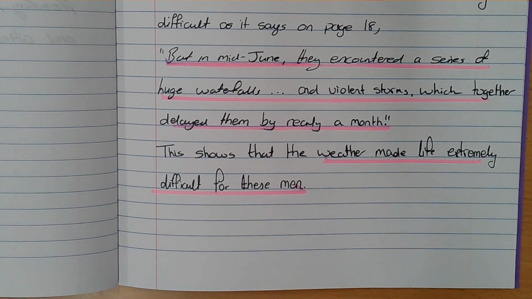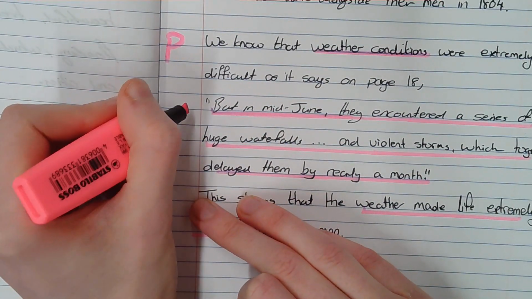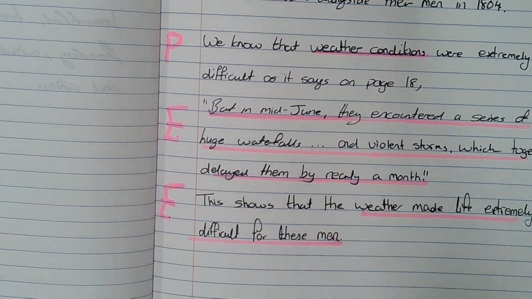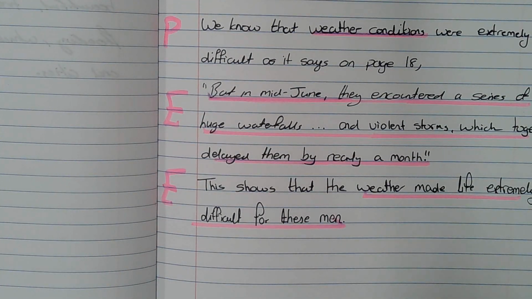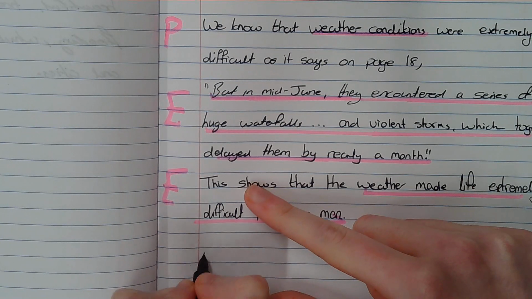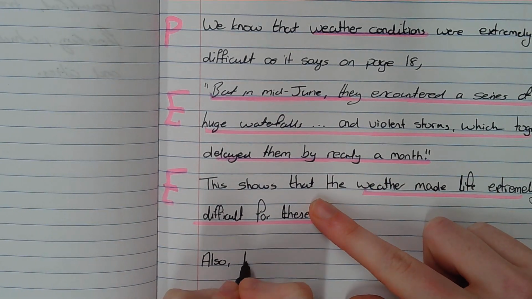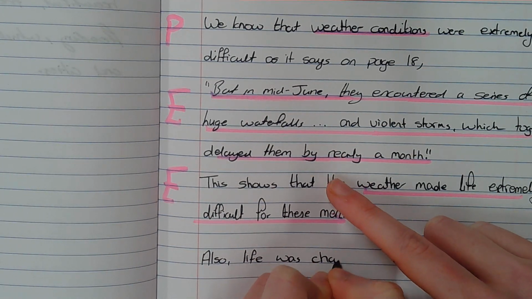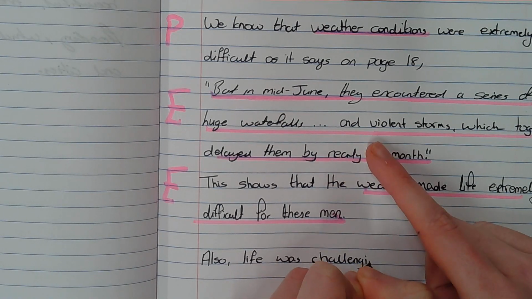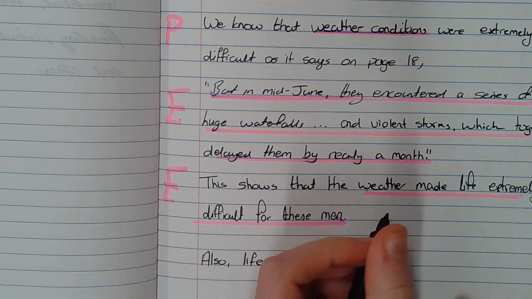I will skip 2 lines and go on to my second point. Oh, one more thing. Just to remind myself, point, evidence, explain. P-E-E. Okay, skip 2 lines. Next point. Also, just using a nice simple connective, life was challenging. It's just using a synonym of difficult.